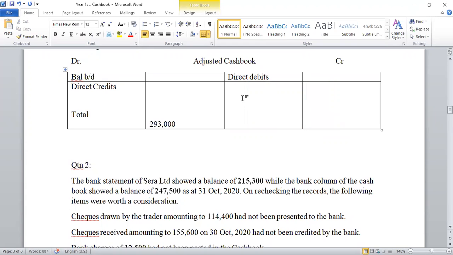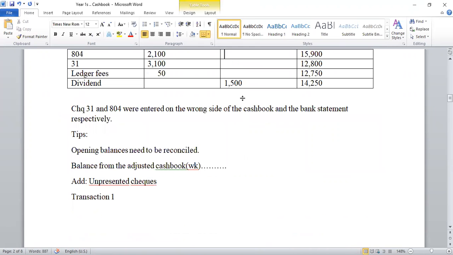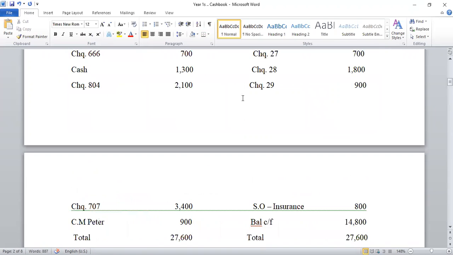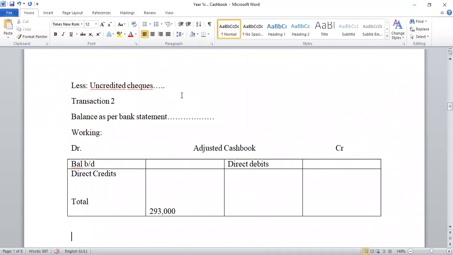Okay, so I have an opening balance for the cash book. I told you that what goes to the adjusted cash book is the balance from the cash book. So the opening balance comes from here. This is the 9,600, so come and put 9,600. Be keen on the side where it is. If it's on the credit side, please put it on the credit side. If it's on the debit side, put it on the debit side, as far as opening balances are concerned.